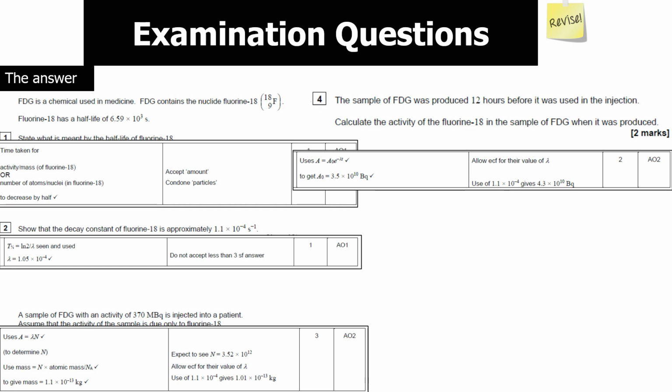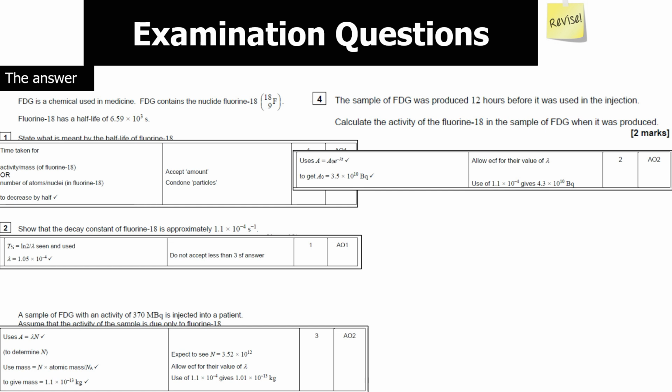So we say A equals A0 e to the minus lambda t. Remember, t has to be in seconds now, so 12 hours will have to be converted into seconds by doing 12 times 60 times 60. And then what we can do is make A0 the subject, A0 being the activity at the start. So we can say A0 is going to equal A over e to the power minus lambda t.